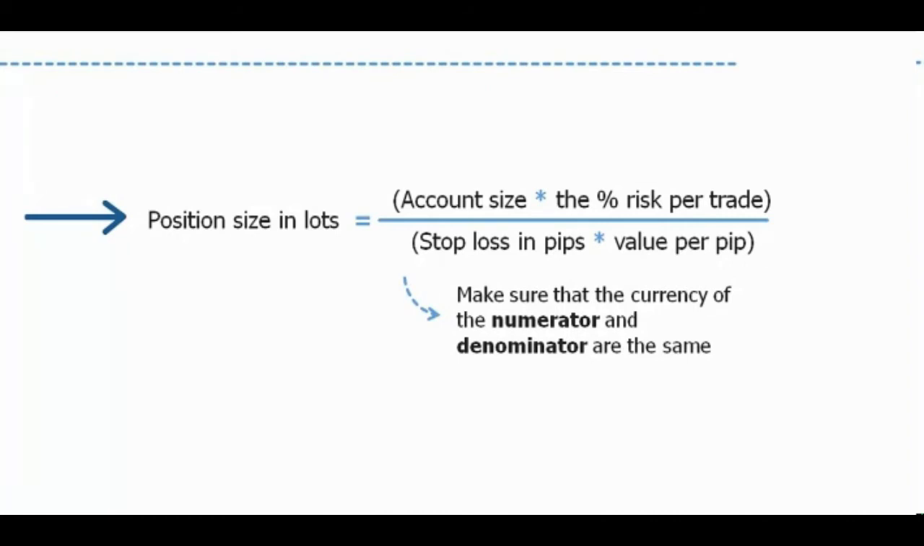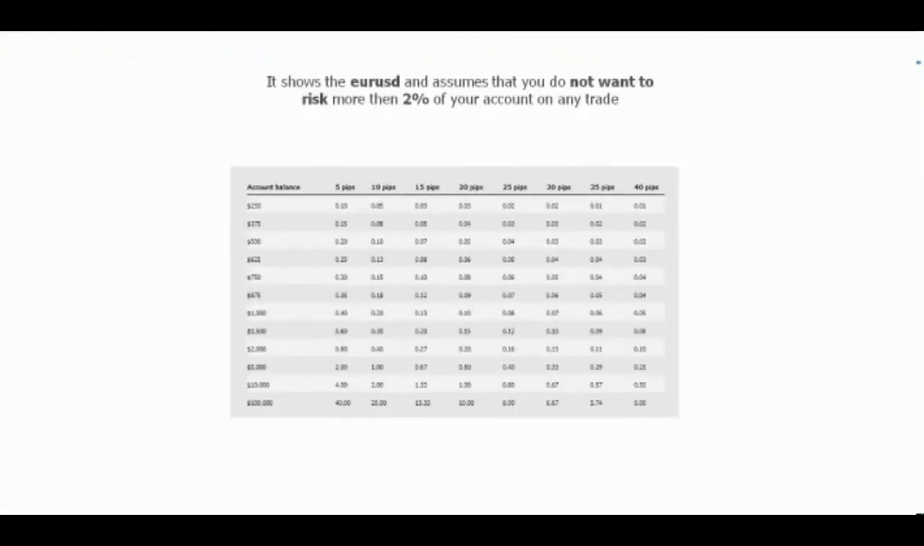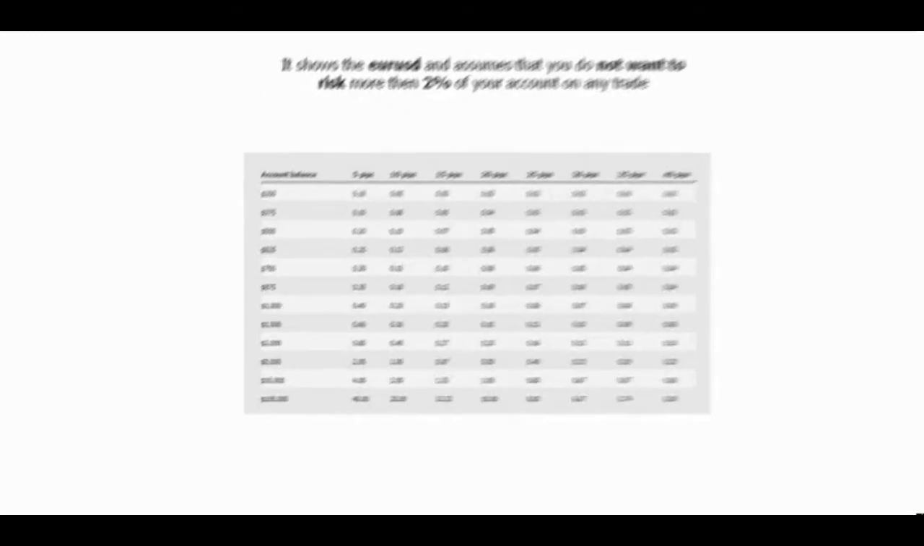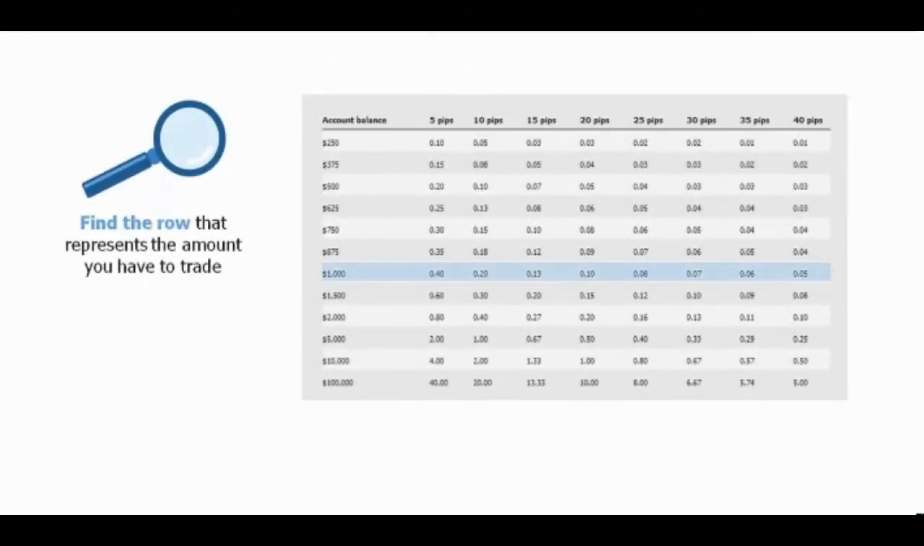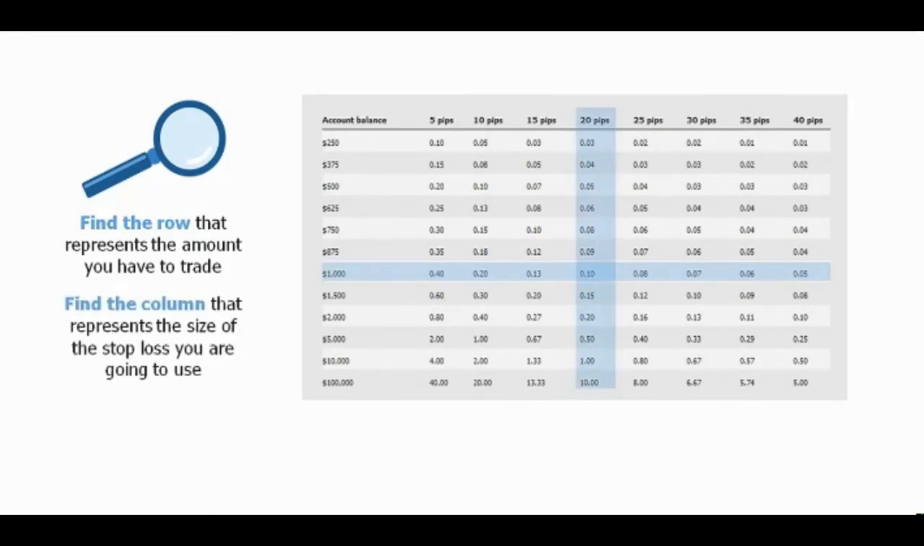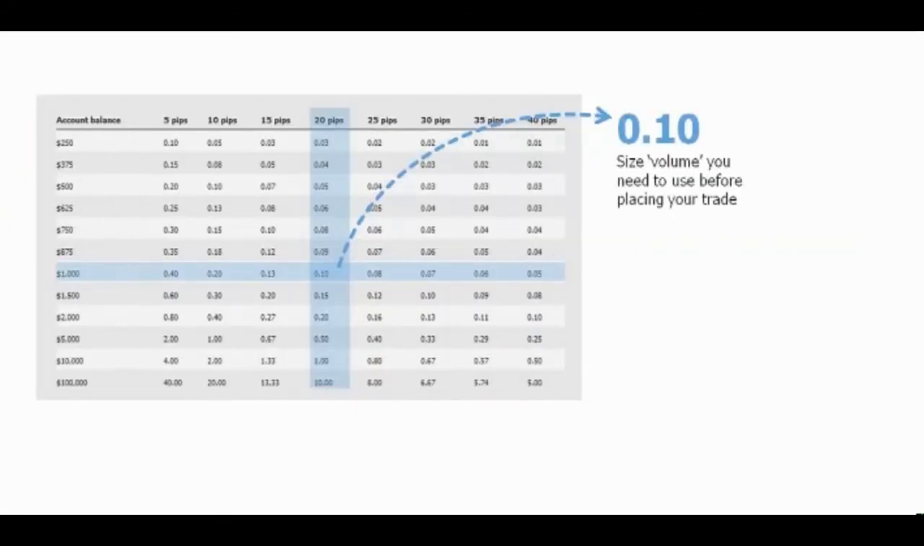As a trader, you can use this formula to create a table for each currency you trade. In this example, the table shows the Euro-US dollar and assumes that you do not want to risk more than 2% of your account on any trade. When using the table, simply find the row that represents the amount you have to trade. When it is time to enter your pending order, find the column that represents the size of the stop loss you are going to use. Once you have the account size and stop loss size, the table will tell you exactly what size volume you need to use before placing your trade.